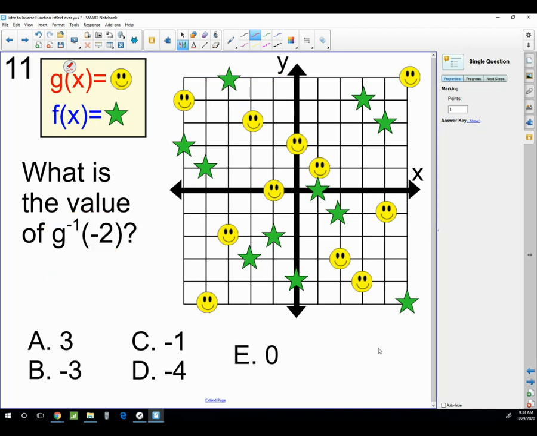I think we have one more. G inverse of -2. Pause the video and see if you can answer that. All right, again, this -2 relative to G inverse is an x, but we don't have a picture of G inverse. We have a picture of G. So we want this -2 to be a y. -2 is a y value.